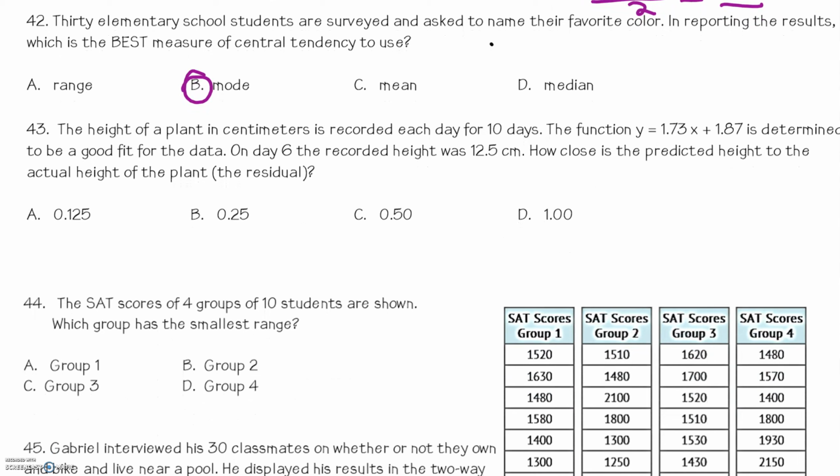The height of a plant in centimeters is recorded each day for 10 days. The function y equals 1.73x plus 1.87 is determined to be a good fit for the data. On day 6, the recorded height was 12.5. How close is the predicted height to the actual height of the plant?